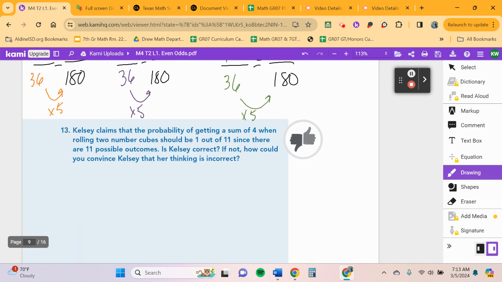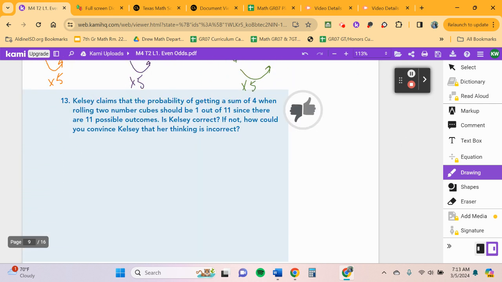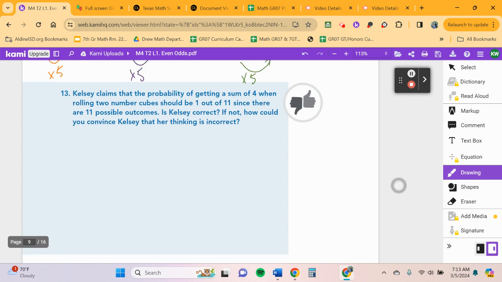All right, and number 13, to close us out. It says Kelsey claims that the probability of getting a sum of 4 when rolling 2 number cubes should be 1 out of 11 since there are 4 possible outcomes. Is Kelsey correct? If not, how could you convince Kelsey that her thinking is incorrect? So I want you to think about this, write your answer, talk about it with a neighbor, but take no more than about 2 minutes and then write your answer and we'll come back and compare. So 2 minutes on the clock, talk with the neighbor or with Casper, write your response, and then we'll come back. Pause here, 2 minutes.